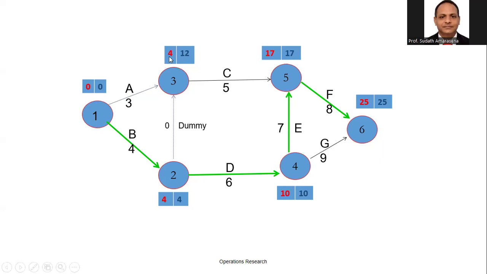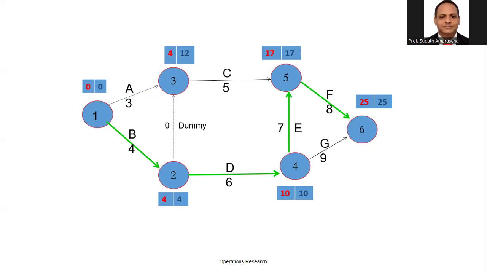The LCJ is 4. Sorry. Early starting time J is 4. ETJ. Right. Early starting time I value is 0. Latest completion time J value is 12. Latest completion time I value we call the 0.